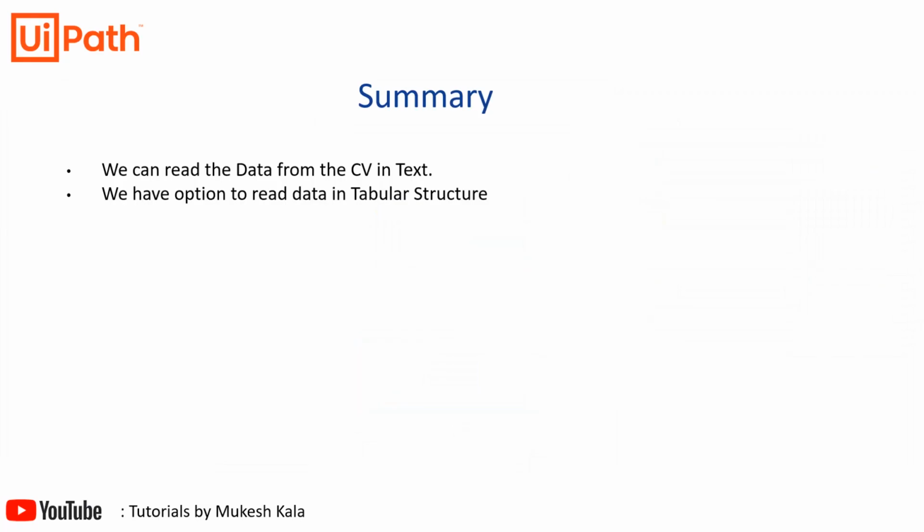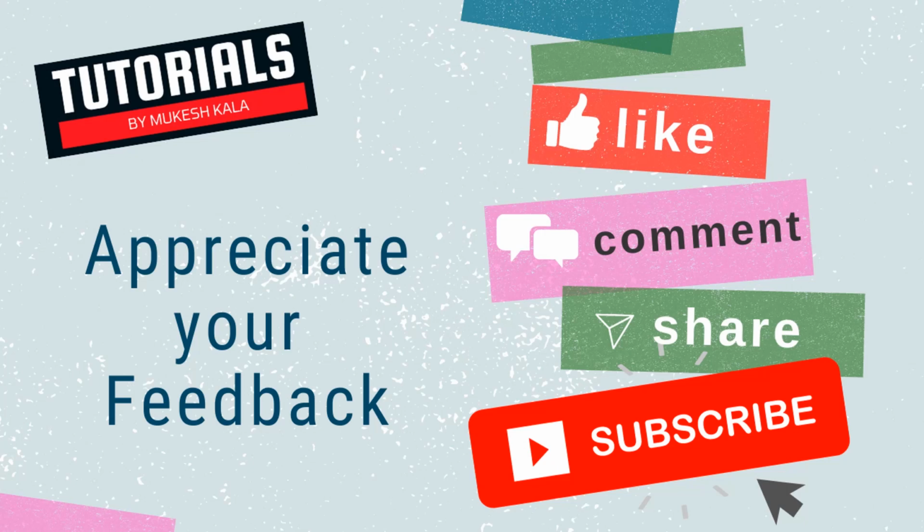Let's quickly summarize. Today we have seen how we can read data from a virtual machine with the help of the computer vision activities. We have seen the two options. The first option was just to extract the text. In the second option, we tried to read the data in a tabular format, and with the help of the activities, we were able to do that. So that is all for this video. I would like to wrap this video here.